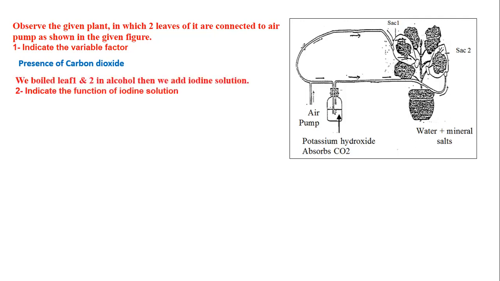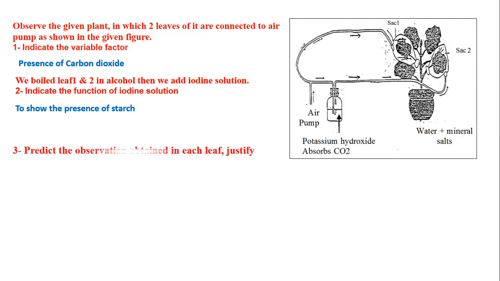Number 2, we boiled leaves 1 and 2 in alcohol. Then we add the iodine solution. Indicate the function of iodine solution. Normally, the iodine solution is used to put in evidence the presence of starch, to show the presence of starch. Predict the observation obtained in each leaf. Justify.